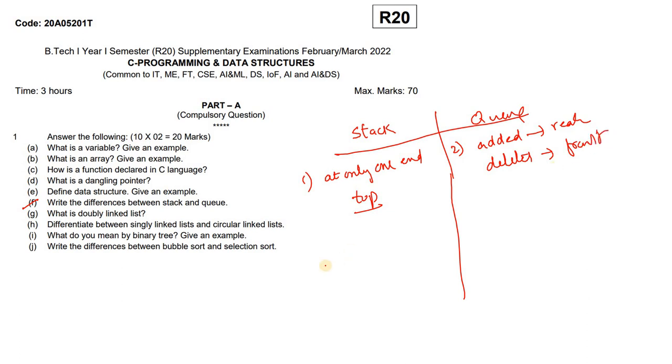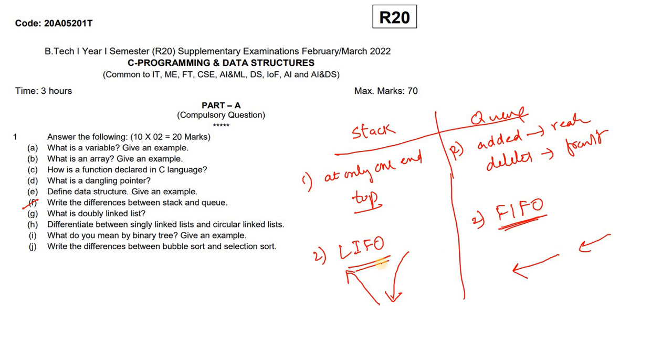front end. And next point, the stack is based on the idea last in first out, and queue is based on the idea first in first out. What is the meaning of last in first out? The element which is added last will be deleted first. What is the meaning of FIFO? The element which is added first will be deleted first. Okay, first in first out.